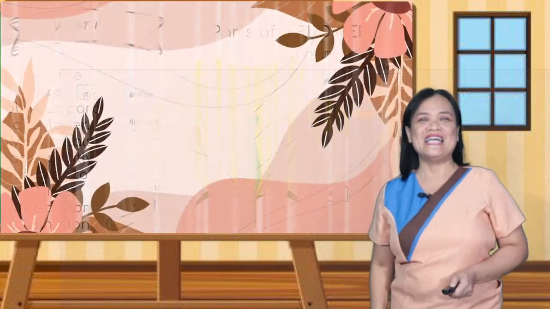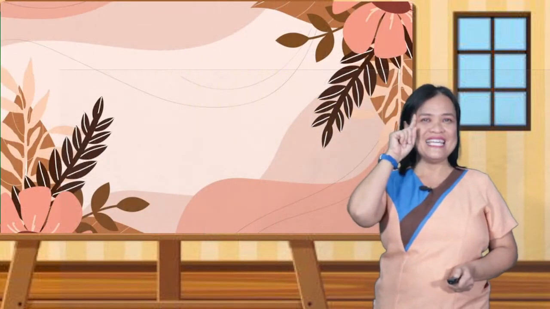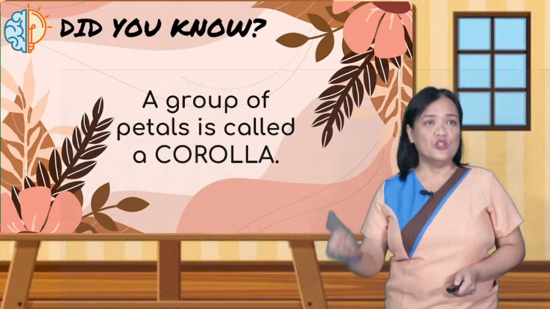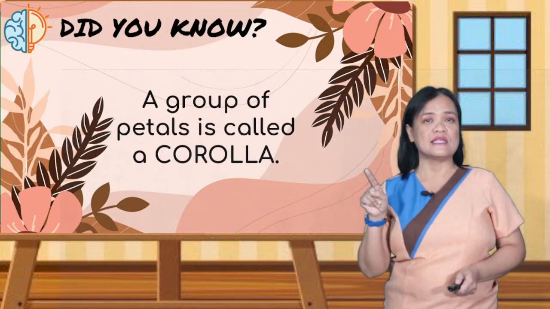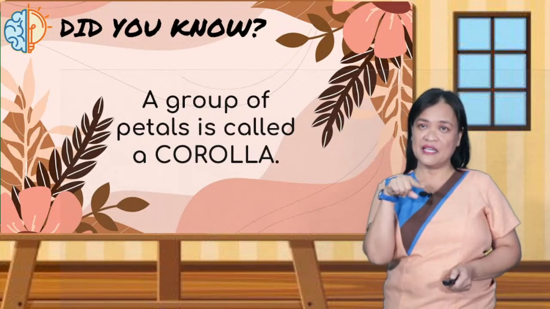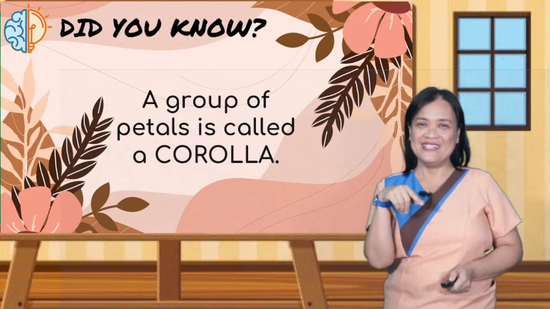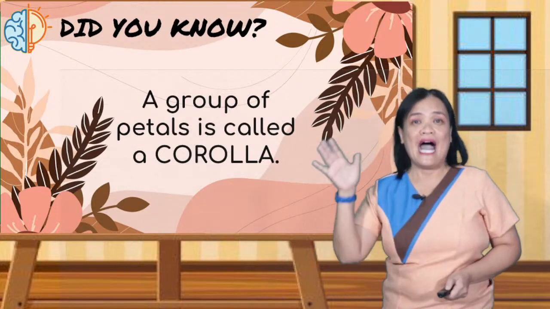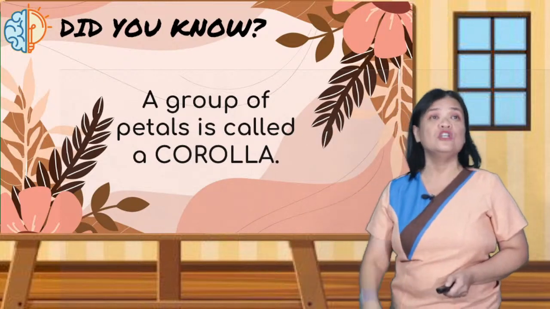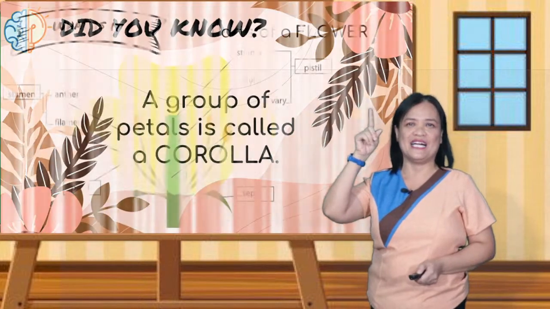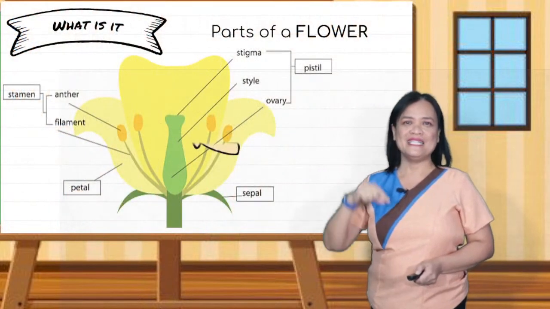So the next one, trivia again. Did you know a group of petals is called corolla? Not corona, okay? Not coronavirus. We pray that the corona will stop. A group of petals is called corolla. So remember that, class. Corolla.